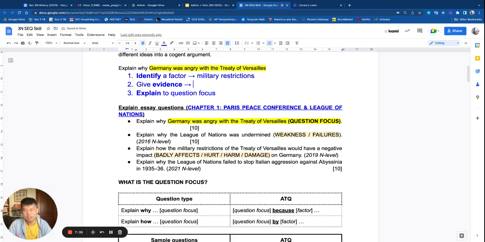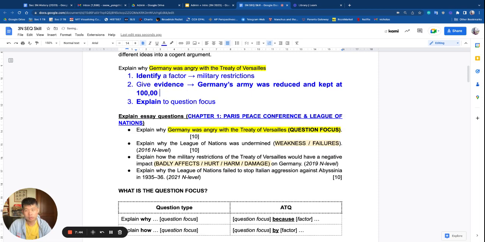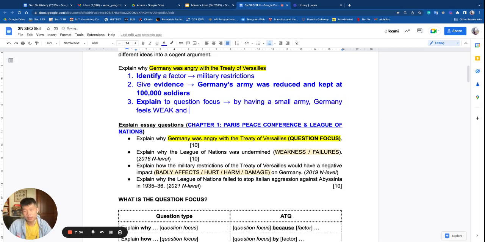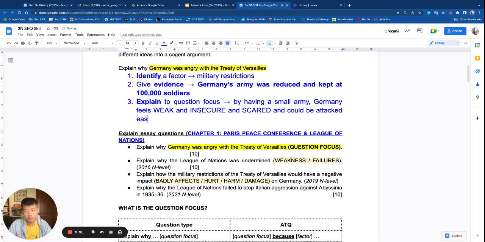Well, we know that Germany's army was reduced and kept at how much? This is a very nice number. You will know this. 100,000 soldiers. And then I must explain the question focus. By having a small army, Germany feels weak and insecure and scared and could be attacked easily by enemies like France, which made it upset and angry.